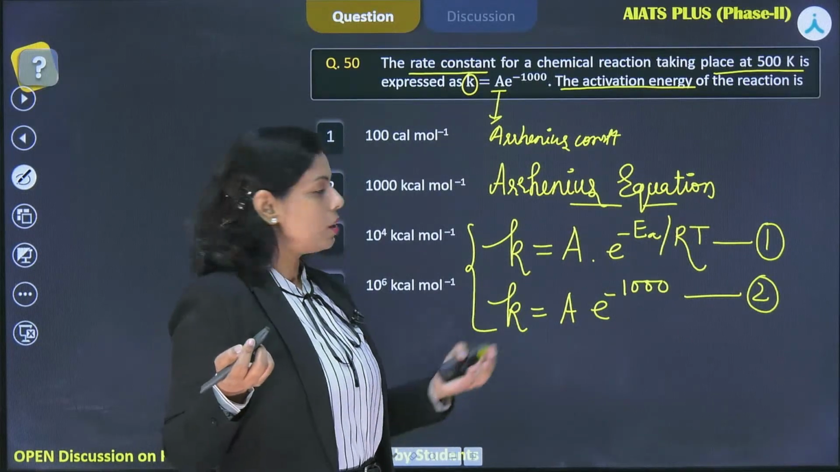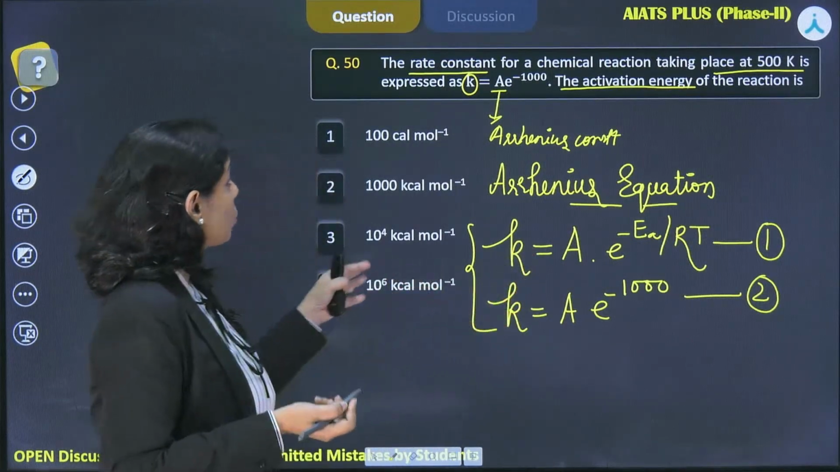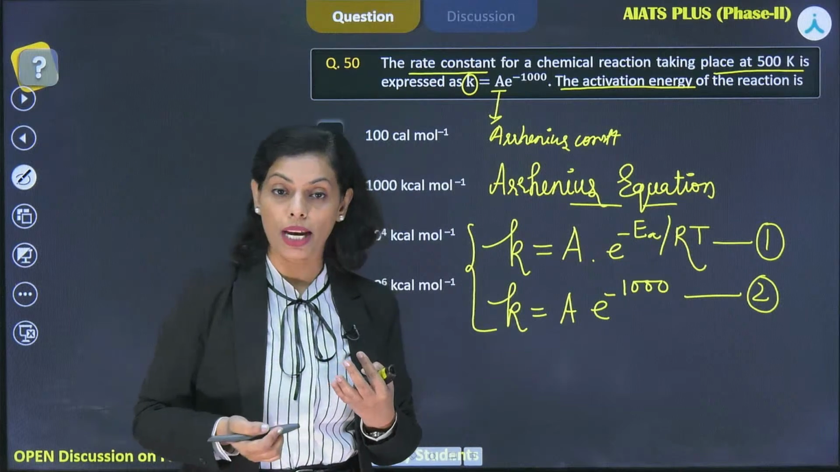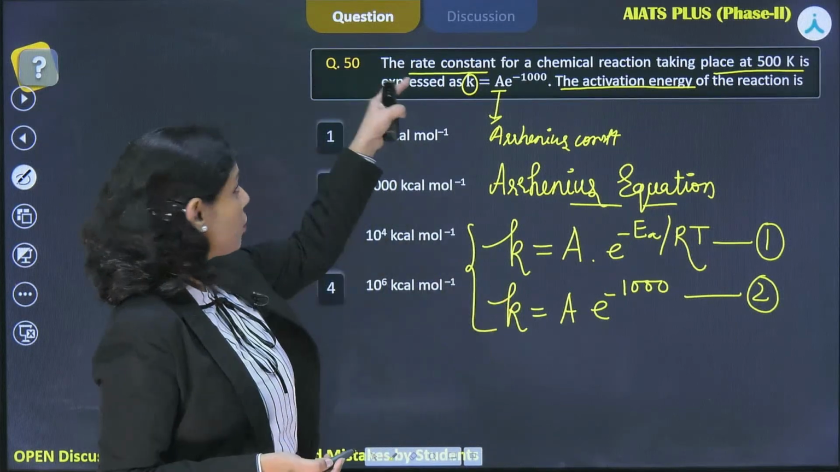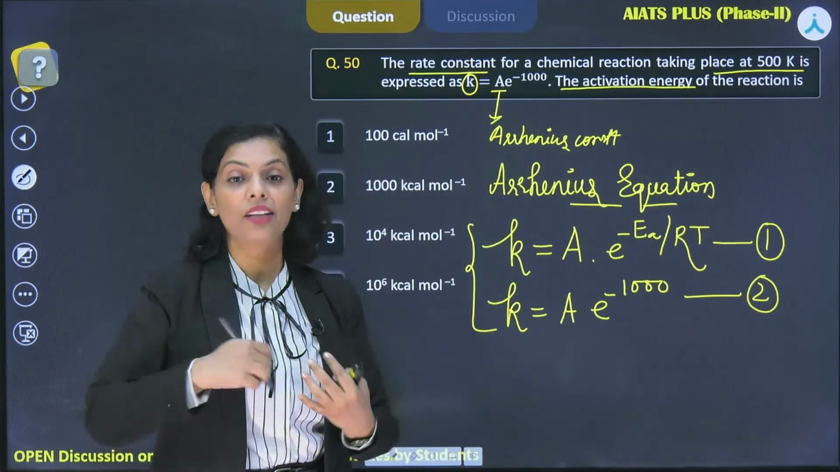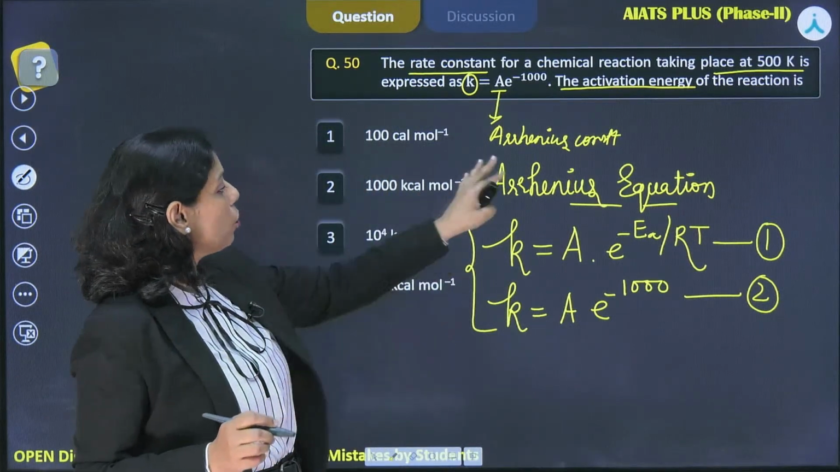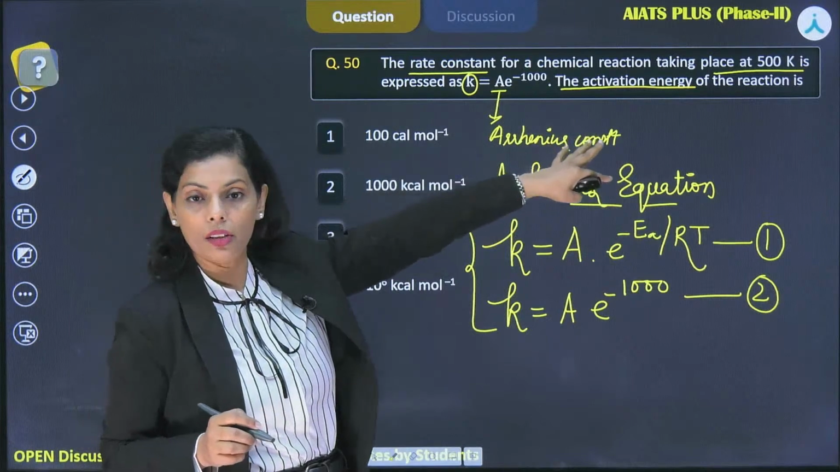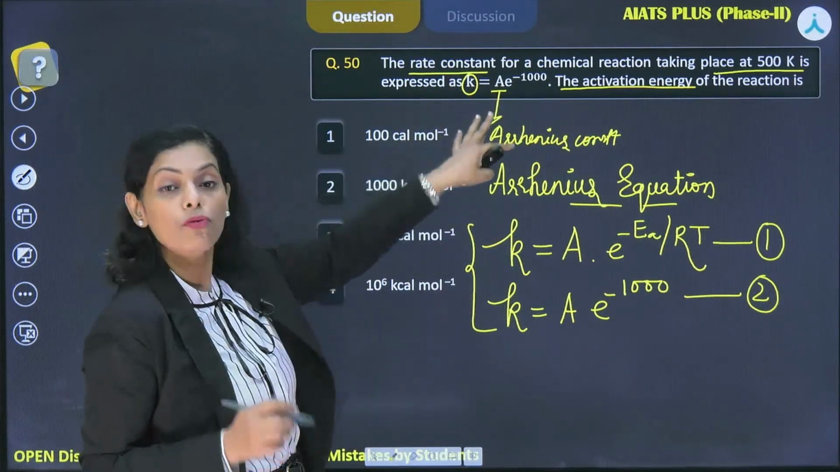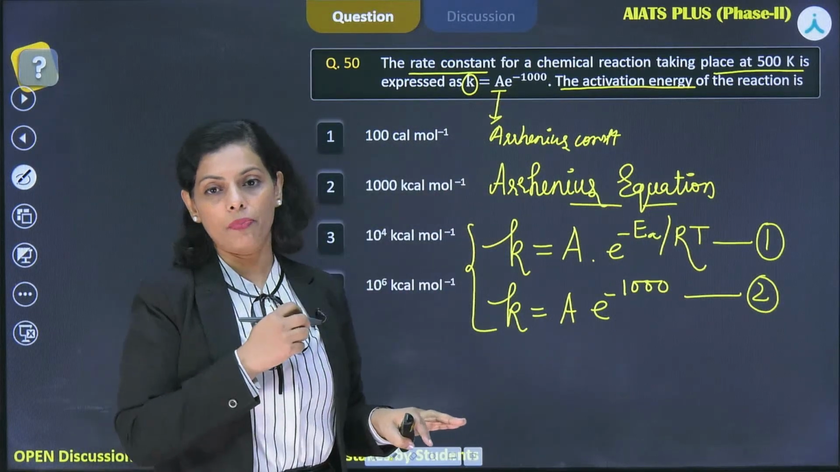Namaste Bimal. So Bimal, what we are doing, we are discussing the questions from the AIATS Plus program, test number 8 it is, and the first question that I have taken in my turn is question number 50 here, where you have to find out the activation energy for a particular reaction for which the K value is given, right?